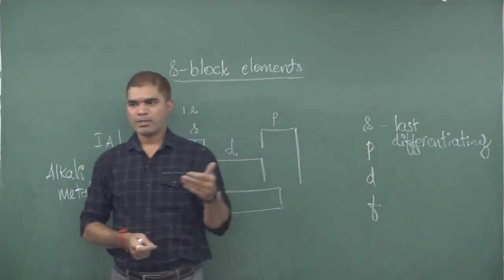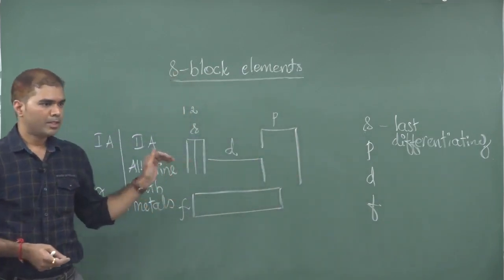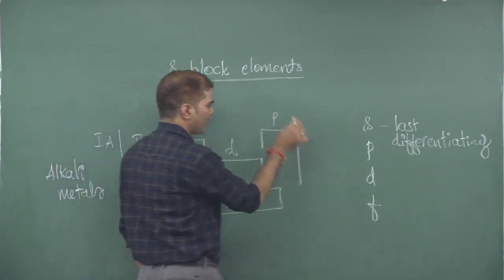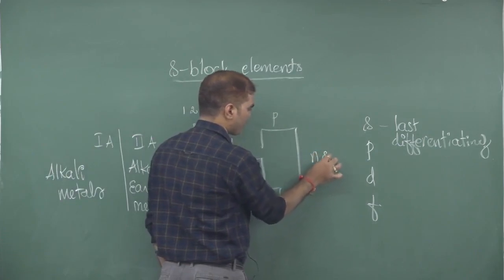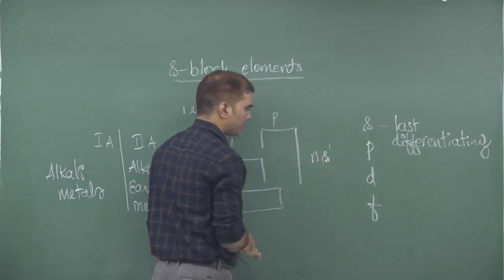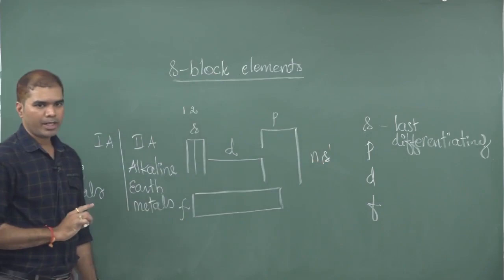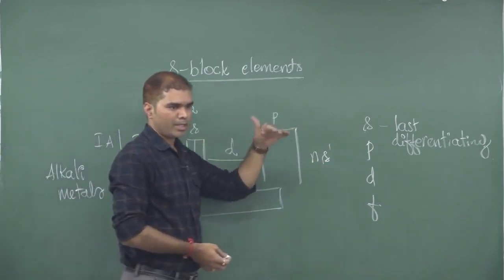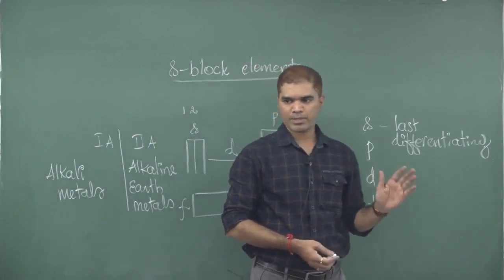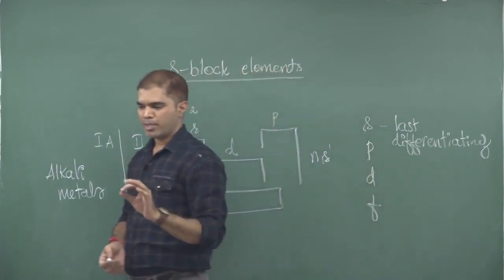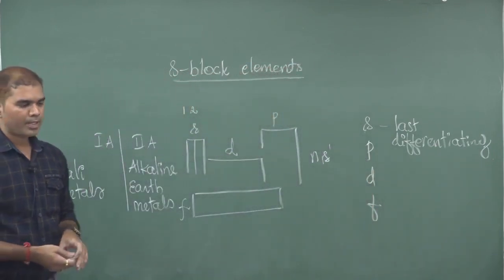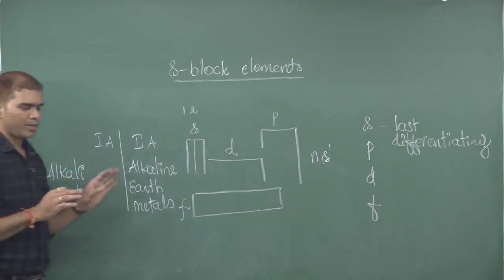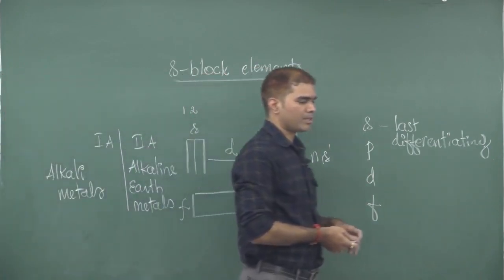Coming to the general electronic configuration, the general electronic configuration for all the elements of S block is ns1. Here n is the shell, which depends on the period. It could be 2, 3, 4, 5, 6 or 7. So just begin with some basics and write down a few points, then I will give you the electronic configurations and the physical and chemical properties.